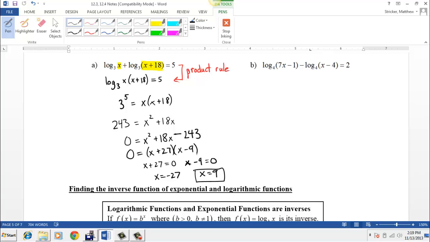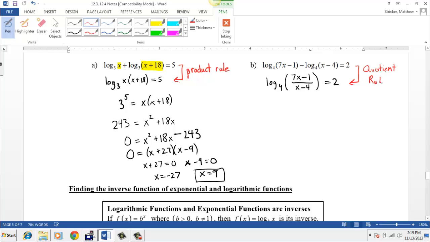You could also apply the quotient rule to the other side. This example is going to be the log base 4, where we take the quotient of the two arguments, 7x minus 1 over x minus 4 is equal to 2. This is an application of the quotient rule.